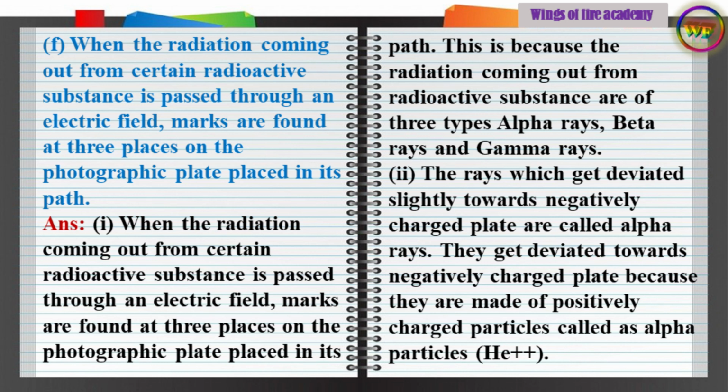2. The rays which get deviated slightly towards negatively charged plate are called alpha rays. They get deviated towards negatively charged plate because they are made of positively charged particles called as alpha particles, helium ion.